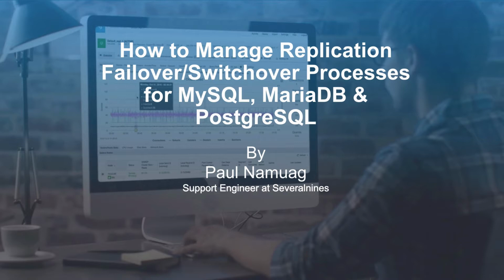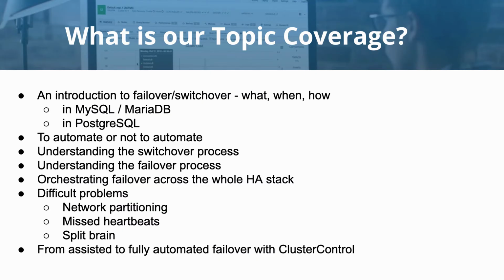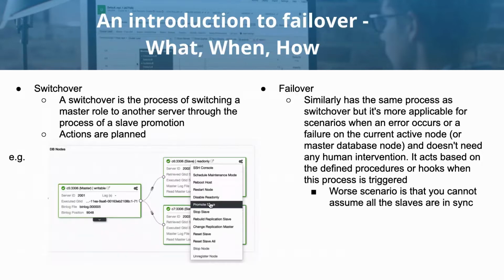In this video presentation, we will discuss how to manage your application failover or switchover process for MySQL, MariaDB, and PostgreSQL. Our topic covers the introduction to failover and switchover, covering MySQL, MariaDB variants, and then PostgreSQL. Why do you need to automate it, or when you don't need to automate? Understanding the failover and switchover. Orchestrating failover across the whole HA stack. Common problems encountered where failover has to happen. From assisted environment, implementing the full automated failover with ClusterControl.